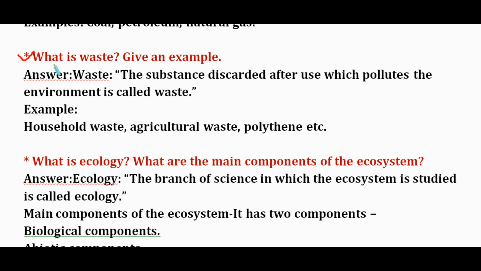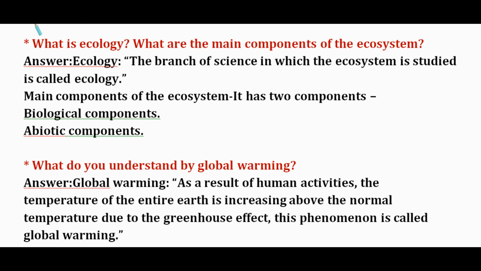Now the question is, what is waste? Give an example. The substance discarded after use which pollutes the environment is called waste. Examples: household waste, agriculture waste, polythene, etc. Now the question is, what is ecology? What are the main components of the ecosystem? The branch of science in which the ecosystem is studied is called ecology. The ecosystem has two main components: biotic components and abiotic components.